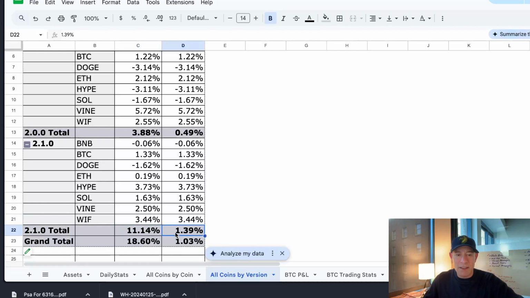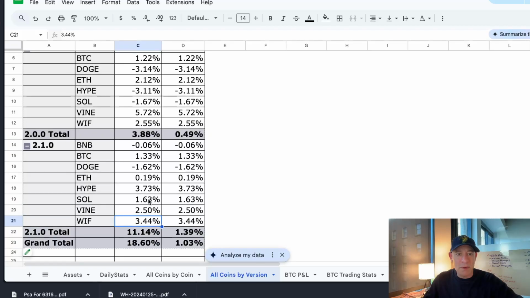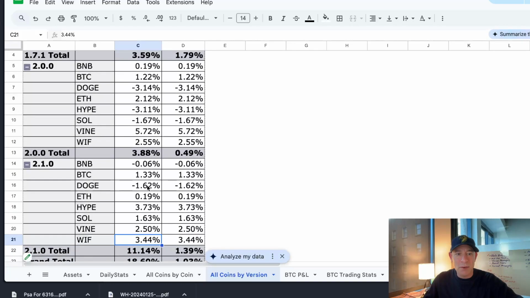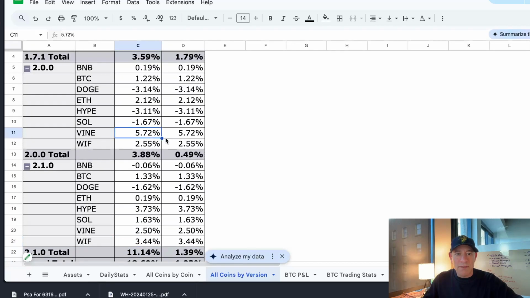11% and up 1.4% almost. So some pretty big winners were Hype, and I don't even know what Whiff is. Like, these coins are just stupid, but there's a lot of dumb money trading them, so why not trade against that? So in the 2.0 version, yeah, Vine had a great day today, but we also saw two coins get stopped out, Doge and Hype.